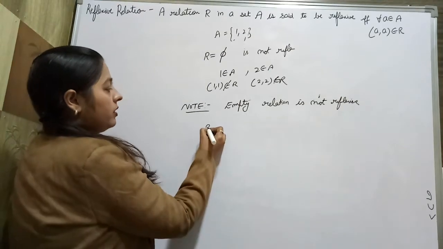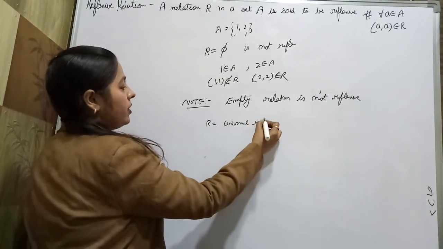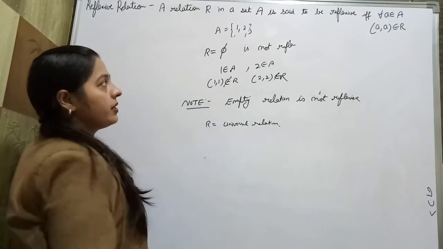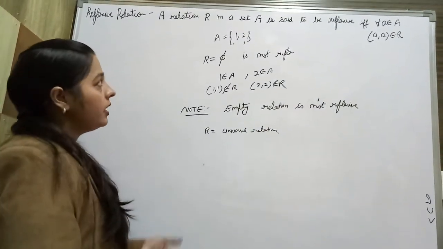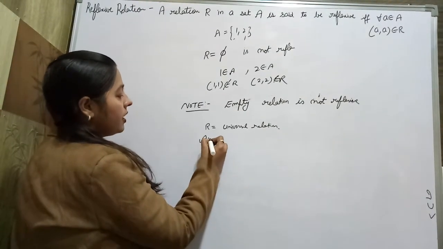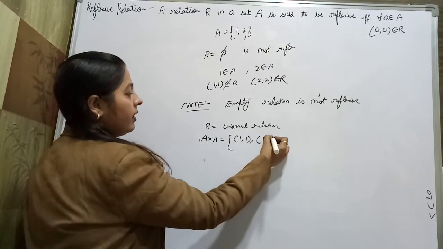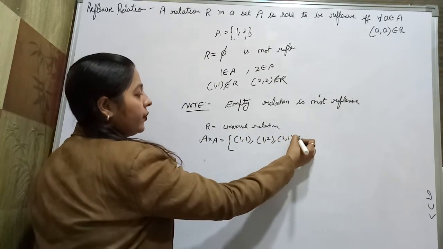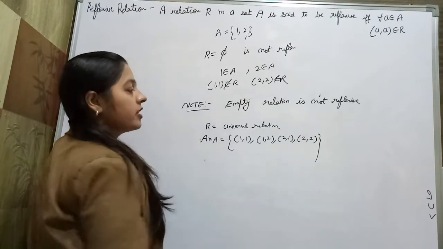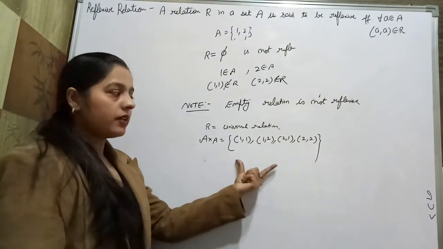Okay. So what about the universal relation? For the universal relation, what will you say? What universal relation means, that we also discussed earlier, is that for a set A containing elements 1, 2, the universal relation will be A cross A, which will contain the elements (1, 1), (1, 2), (2, 1) and (2, 2). I already explained this in my previous videos. You may check there also. This is the universal relation.